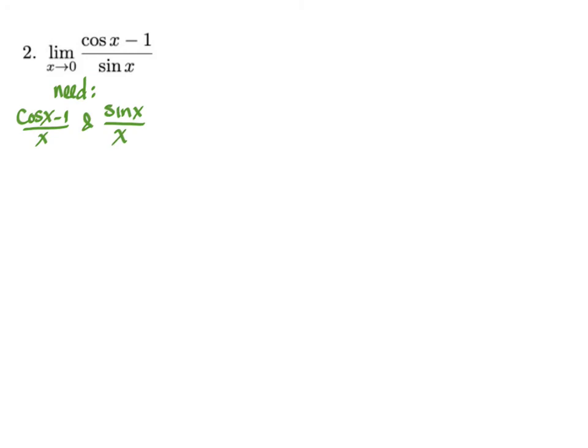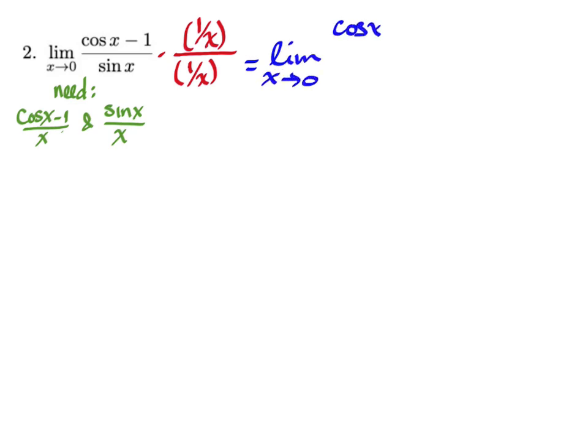So all we need to do is multiply top and bottom by 1 over x, or divide top and bottom by x, right? We're not changing the value of the fraction because we're multiplying top and bottom by the same number. When I do that, I get the limit as x approaches 0 of cosine x minus 1 over x over sine x over x. Okay, now we've got both fractions that we need, and we can use limit laws.